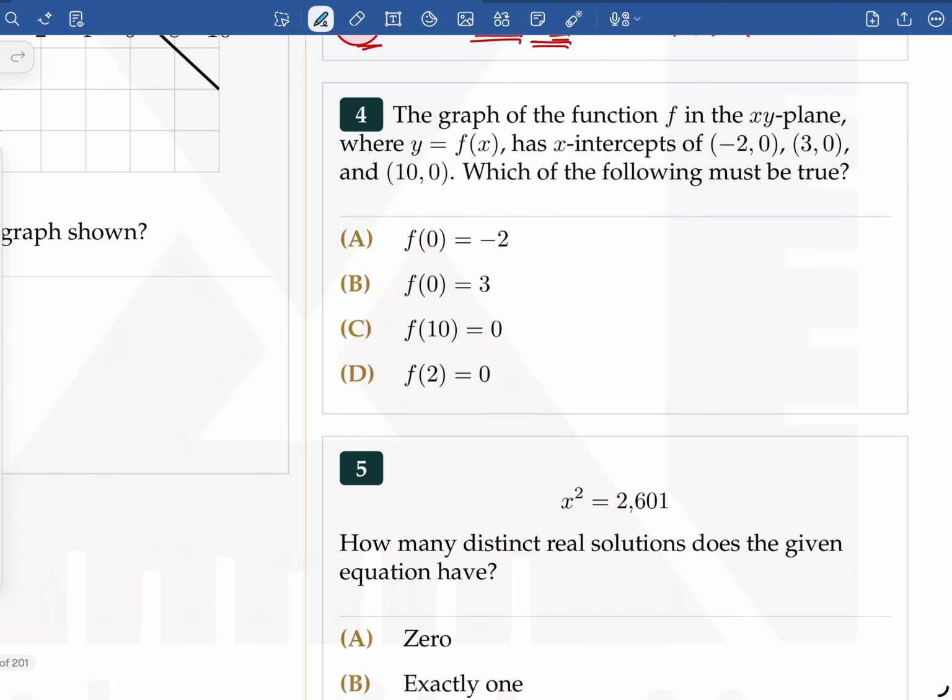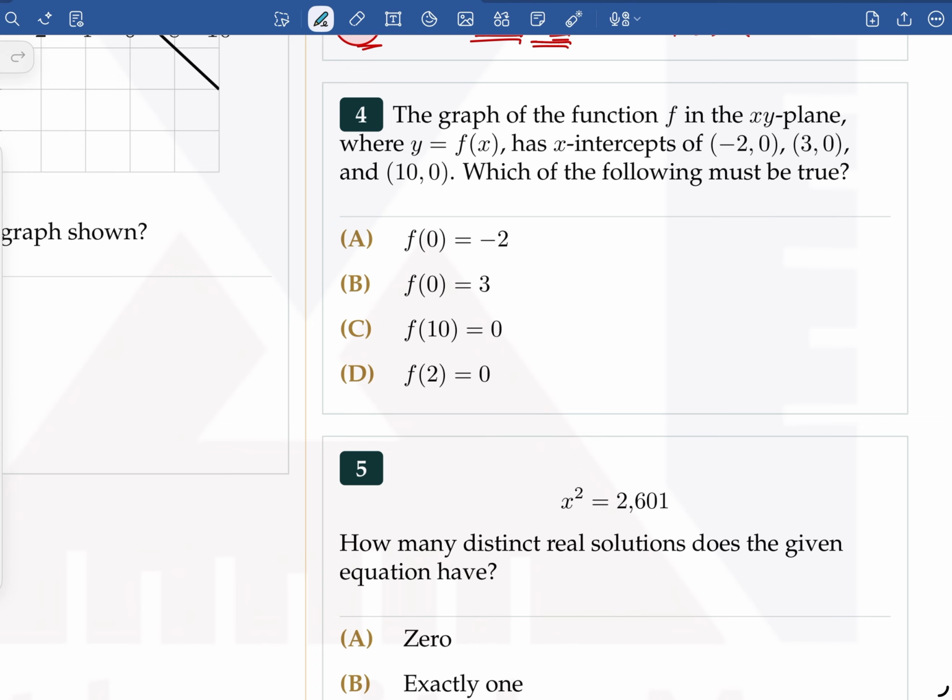Number 4. The graph of the function f in the xy plane, where y is equal to f of x, has x-intercepts. Of all of these are x-intercepts. Which of the following must be true? f of 0 is equal to -2, f of 0 is equal to 3, or f of 10 is equal to 0, or f of 2 is equal to 0.